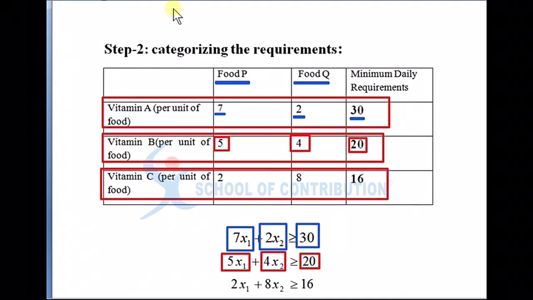In the same manner we get 2 units of vitamin C from food P and 8 units of vitamin C from food Q, so we add 2x1 plus 8x2, and the minimum daily requirement for vitamin C is 16. So this is our constant in mathematical manner.